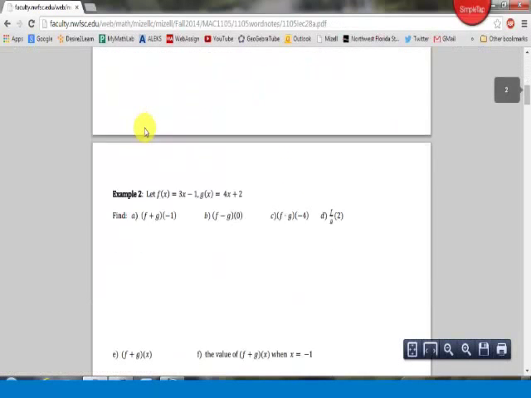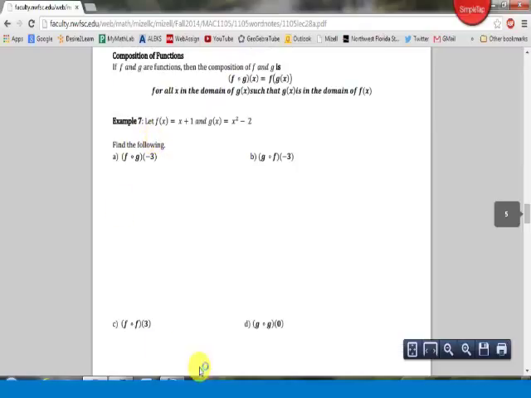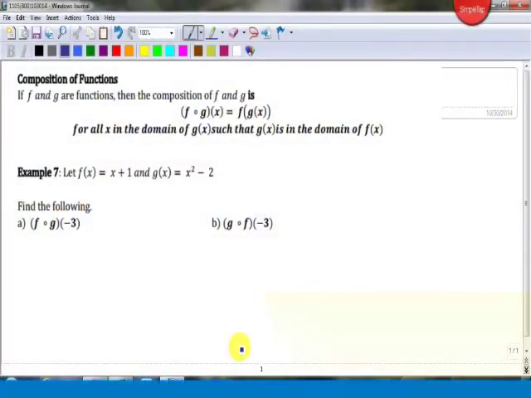When we go back to section 2.8, we had done most of that. I want to pick up with the topic of composition of functions. We're still combining functions in this section.